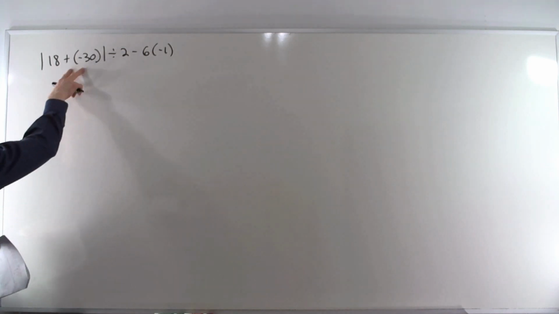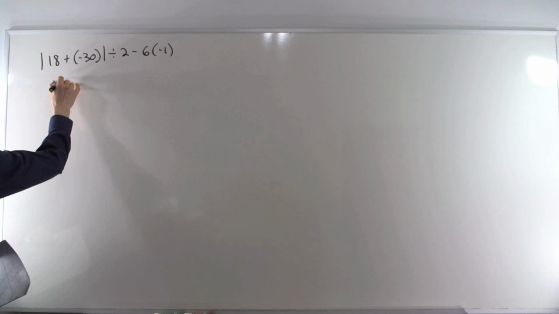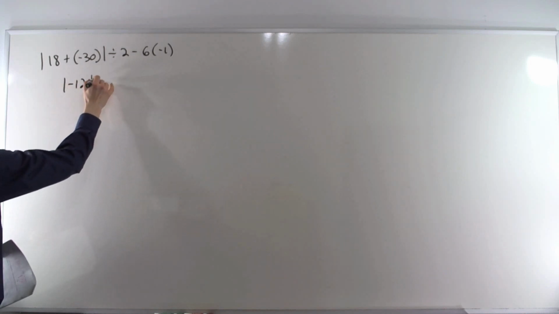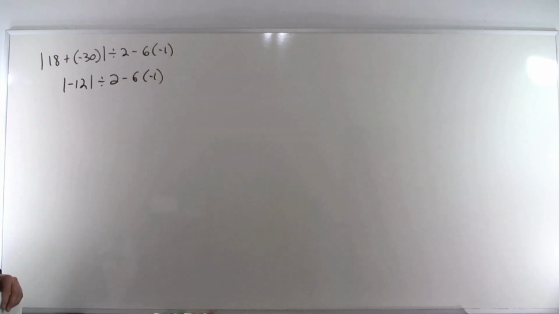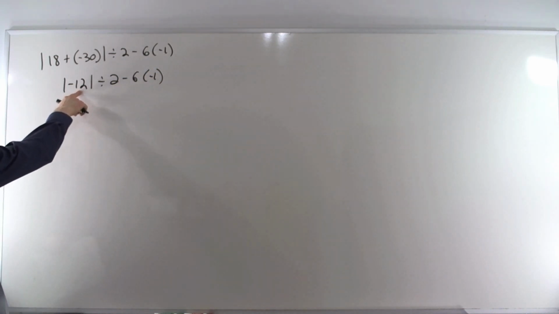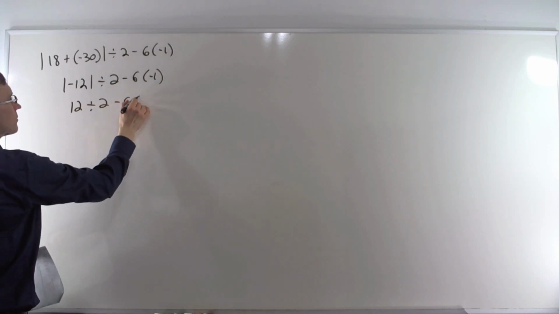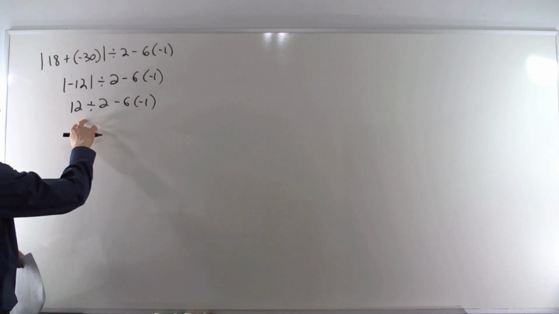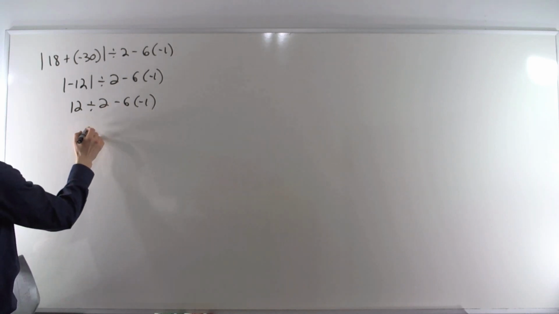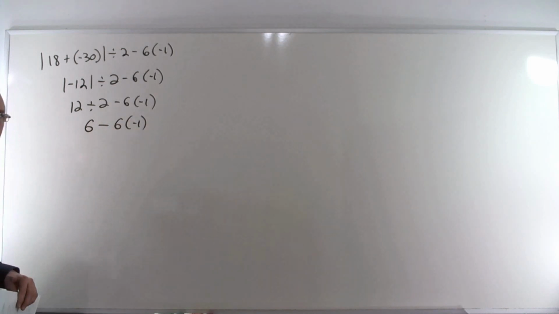So we've got grouping symbols here, so I'm going to start within here. 18 plus negative 30 is negative 12. Now we'll continue within the grouping symbol, evaluate this to be positive 12. And now we've got division and multiplication over here, start on the left, and get 6 here, 6 minus 6 times -1.